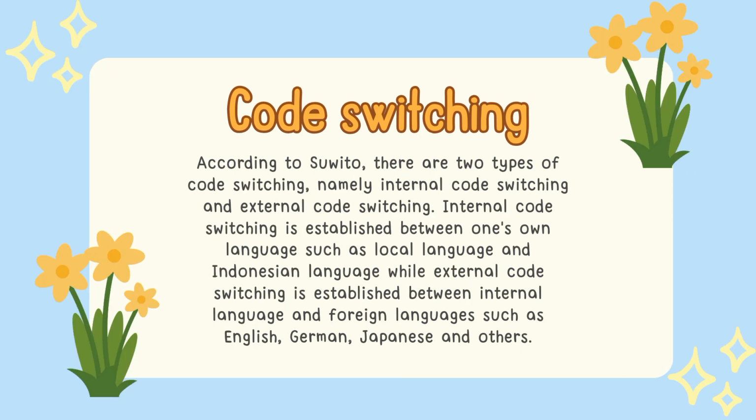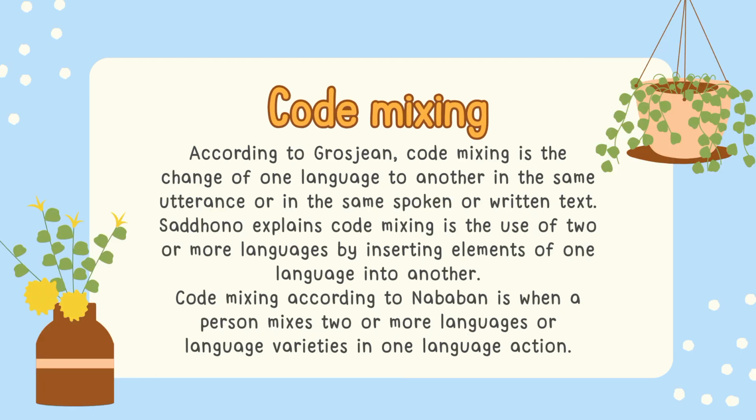According to Suwito, there are two types of code switching, namely internal code switching and external code switching. Internal code switching is established between one's own languages, such as a local language and the Indonesian language, while external code switching is established between the internal language and foreign languages, such as English, German, Japanese, and others. Next, we talk about code mixing.